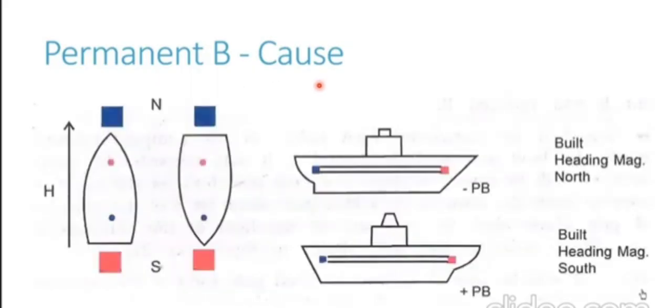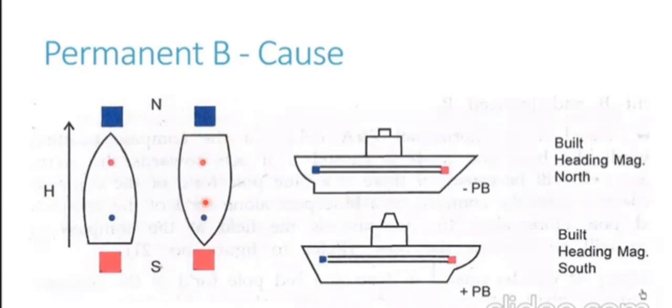Let's now see the cause of permanent B on a ship. Concentrate your attention on the first diagram on the left hand side, where the laser pointer is right now. Let's assume that this ship is being built in the yard on a northerly heading. If it is built on a northerly heading, the lines of force will be entering from the stern of the ship and leaving from the bow, giving the stern a blue polarity and the bow a red polarity. Now, if the ship was built on a southerly heading, then you will have a blue bow and a red stern.